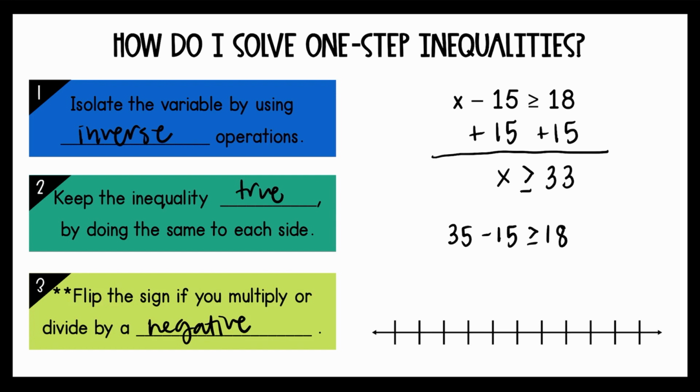So if I have 35 minus 15, that gives me 20. And then I'm going to read that statement and decide if it's true. 20 is greater than or equal to 18, and that is a true statement. So I know I've solved correctly. So I can go ahead and come down here, graph 33. If it helps, you can go ahead and show other values on the number line.